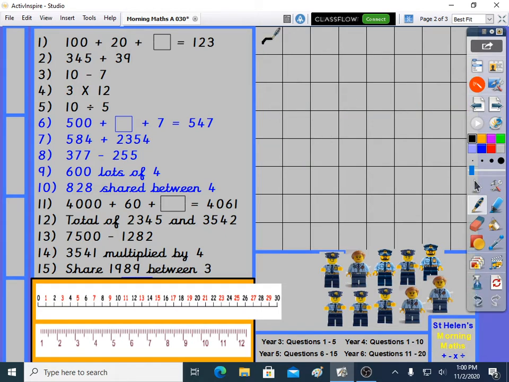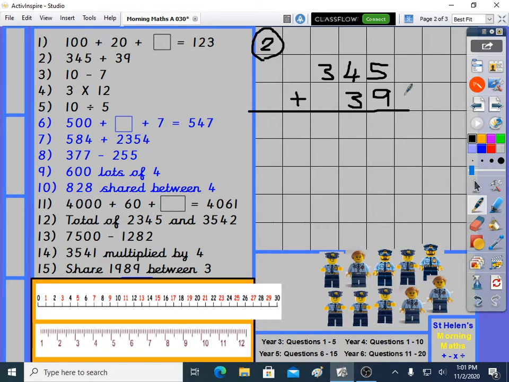Question 2. 345 plus 39. Be careful with your lining up. It has to line up down the right. This is the right side. So make sure it's lined up like mine. It can be a bit tricky because the top number has 3 digits and the bottom number only has 2.